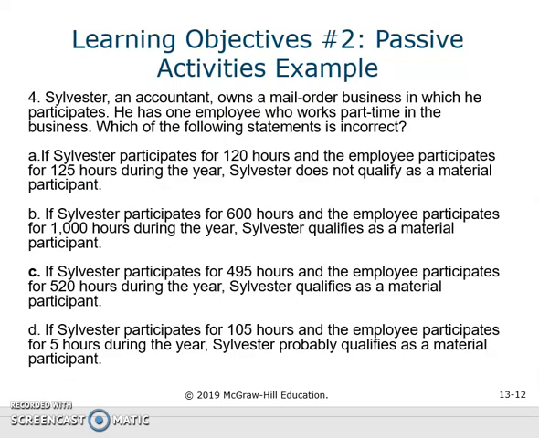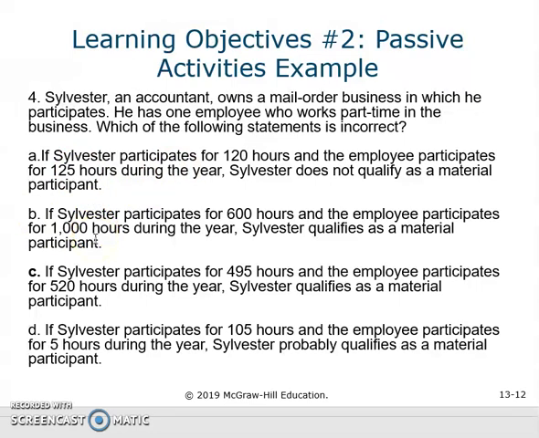Sylvester is an accountant and he owns a mail order business in which he participates. He has one employee who works part-time in the business. Which of the following statements is incorrect? A, if Sylvester participates for 120 hours and the employee participates for 120 hours during the year, Sylvester does not qualify as a material participant. Well, that would be true because he has an employee that is participating in the activity more than he is.